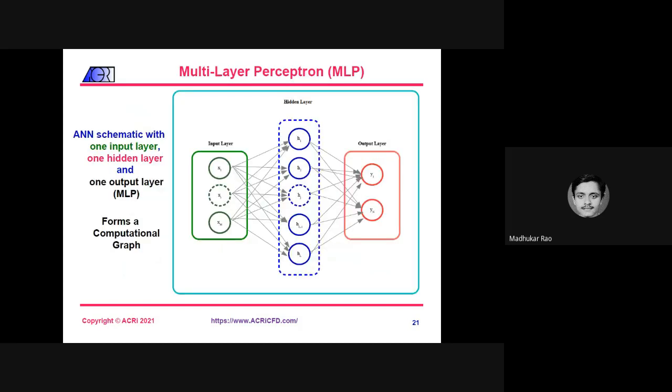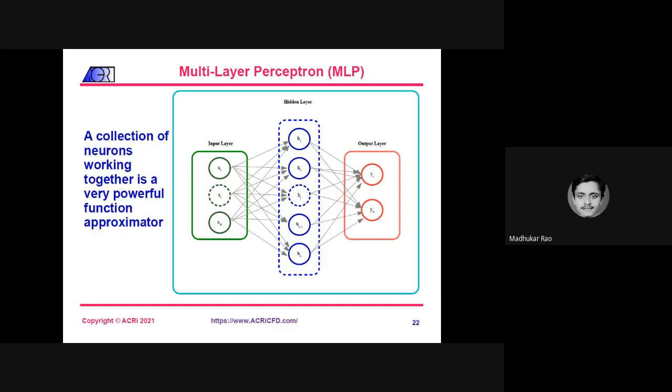So you go to what is called a multi-layer perceptron. I'm showing you a schematic of an artificial neural network, specifically a multi-layer perceptron with one input layer, a hidden layer, and an output layer. This forms a computational graph, and in literature you will also see deep neural networks. Technically, they are defined as neural networks with more than one hidden layer. But if you go past one hidden layer, typically you have several hidden layers. So these are called deep neural networks.